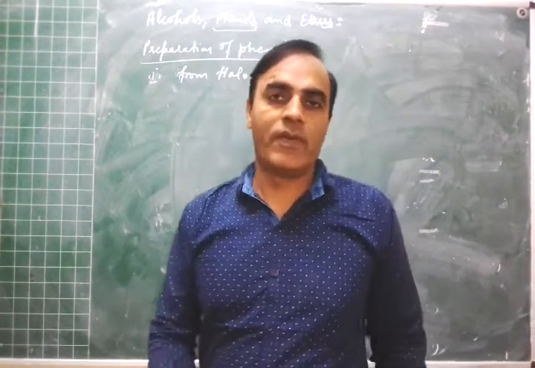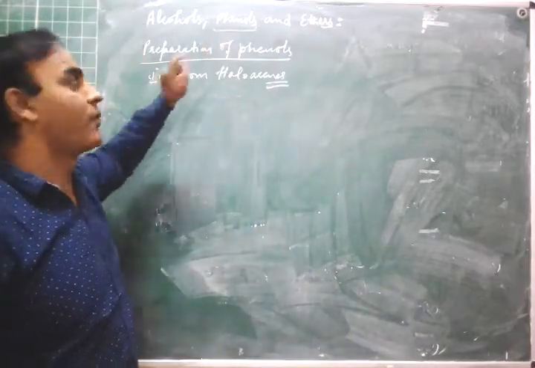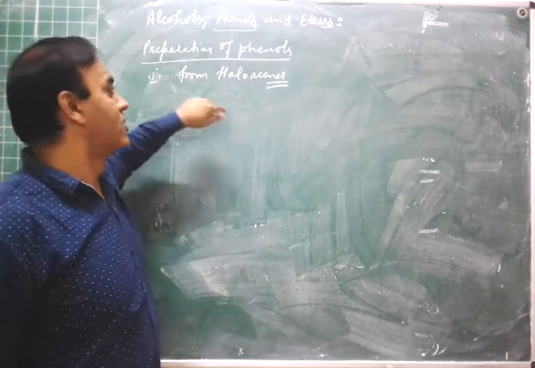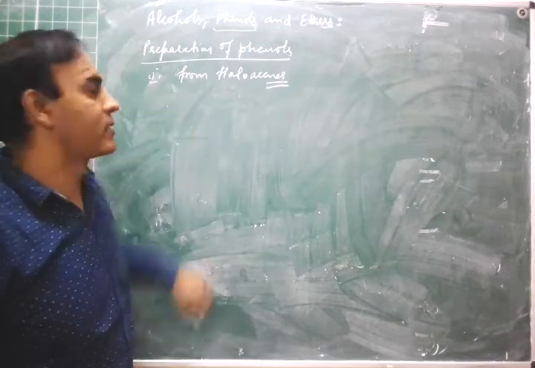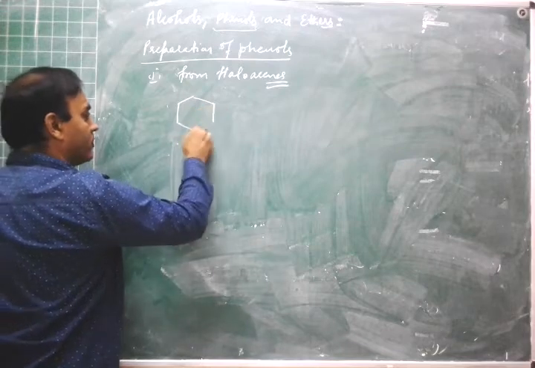Hello students, today we will discuss preparation of phenols and then we will discuss physical properties of alcohols and phenols. So first, preparation from haloarenes. Here we are taking an example of chlorobenzene.